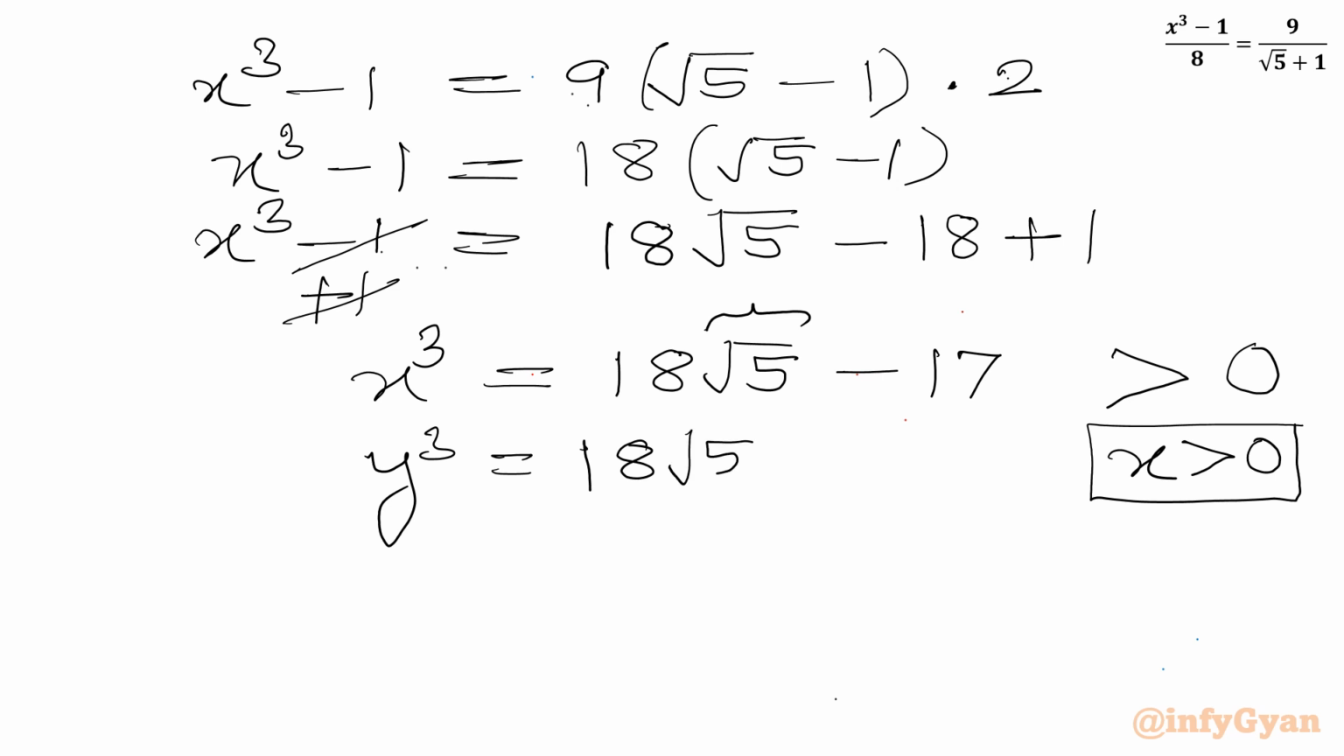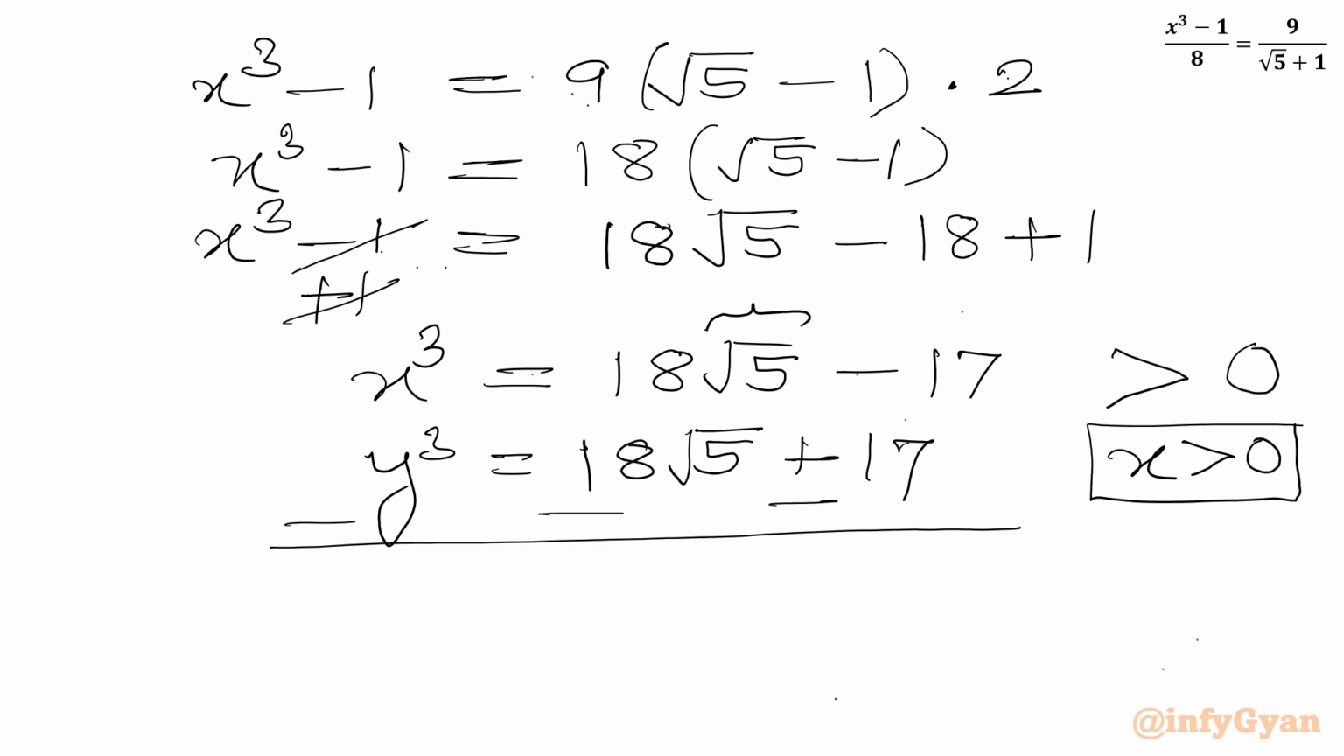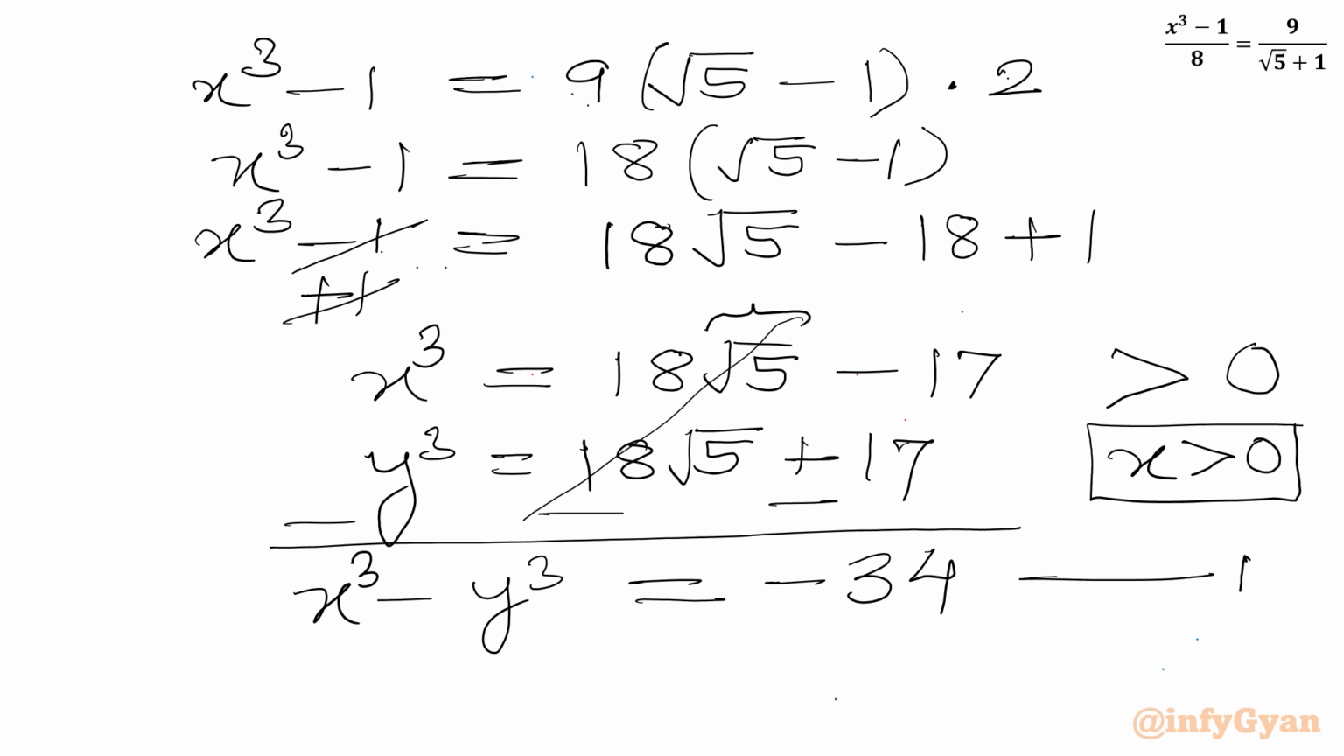Now I will assume y cube, which is conjugate of x cube: 18 square root 5 plus 17. Now let's subtract second equation from first one. So we can cancel these two. I will get x cube minus y cube, and this value will be negative 17, negative 17, negative 34. Let us say this is our equation number 1.